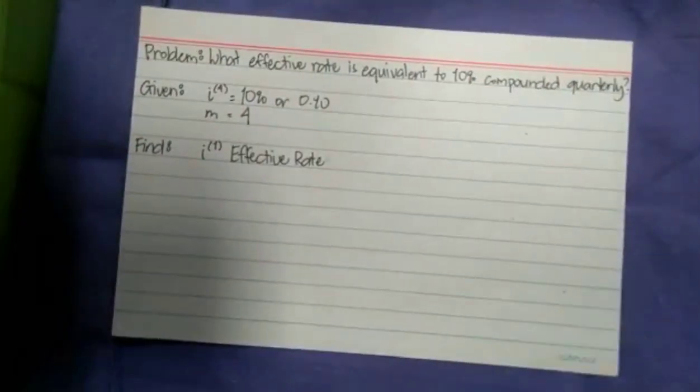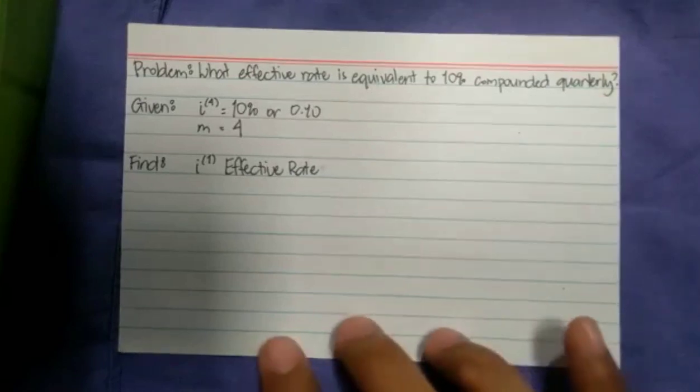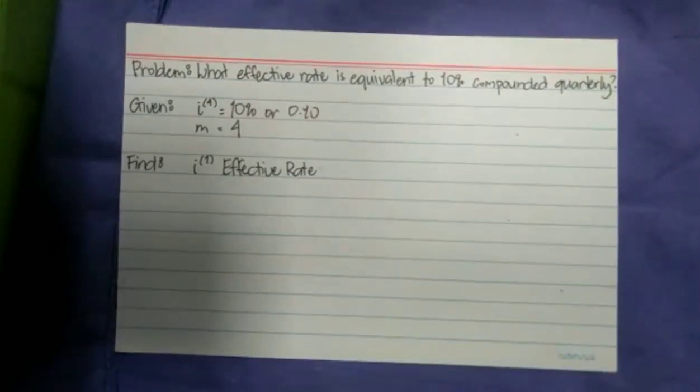So there is one problem here that we will try to solve using the concepts of effective rate, nominal rate, and equivalent rates. The problem here is, what effective rate is equivalent to 10% compounded quarterly? The givens here are the nominal rate, which is i^(4), equals 10% or 0.10, and the conversion period, which is denoted as m, equals 4. The goal here is to find the effective rate, which is denoted as i^(1).